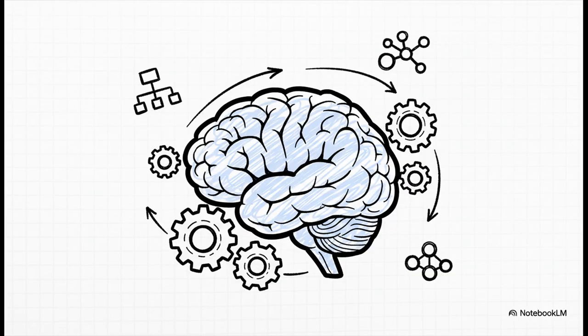First up, we've got the brain. This is the large language model, or LLM. Think GPT-4. It's the engine that does all the reasoning, the planning, and the decision-making. It analyzes the task, breaks it down into steps, and decides what to do next. It is the core intelligence of the whole operation.